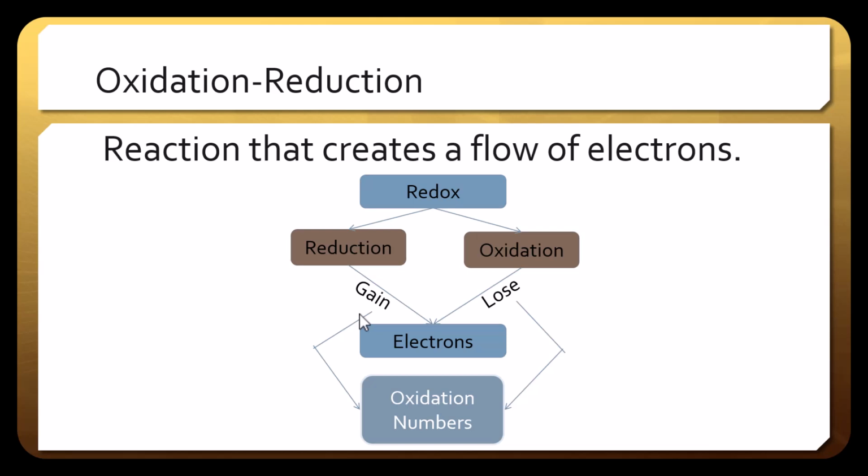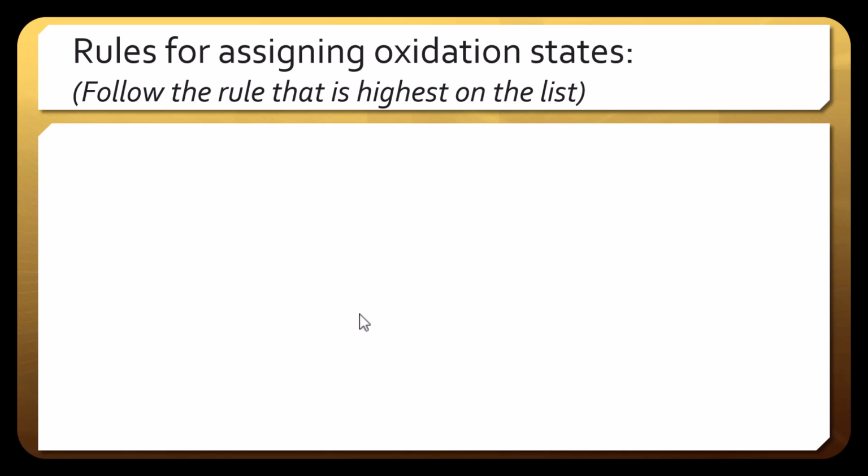Did it gain electrons? So first we have to identify states, then we can identify changes or transfers. So here's our rules for assigning oxidation states. This rule list is a hierarchy, so rules at the top of the list trump any of the rules at the bottom of the list. As we move our way down, those rules are less important.